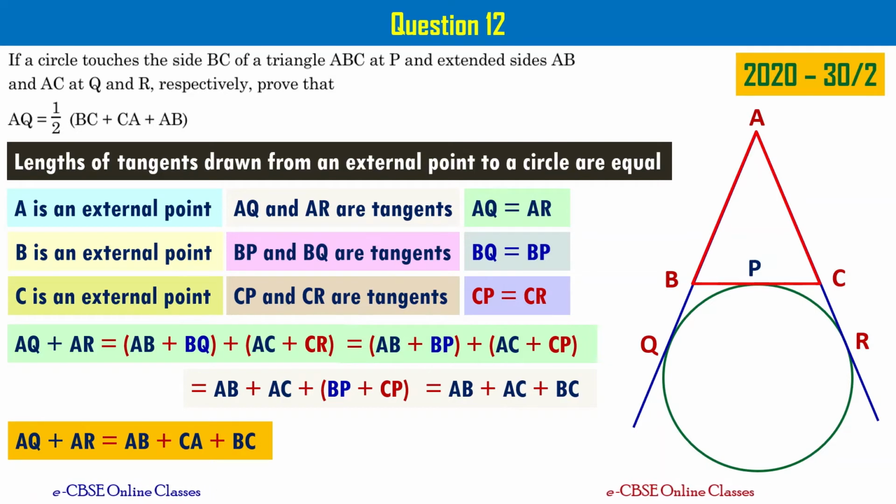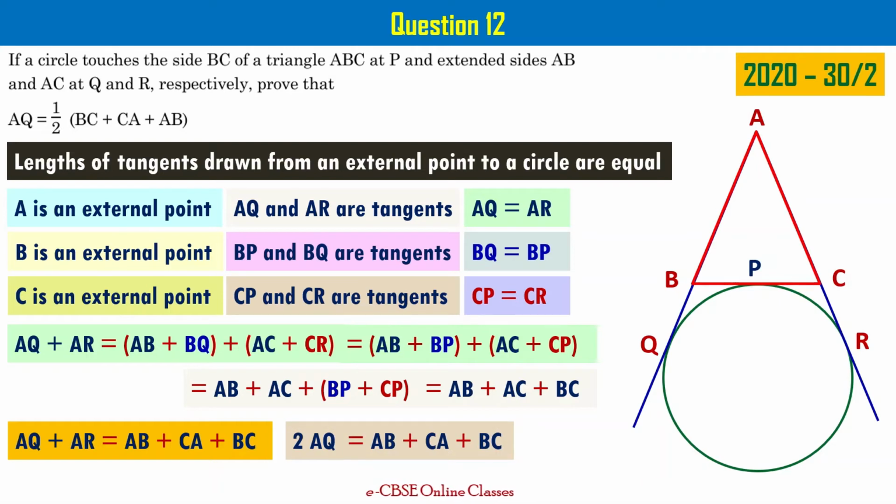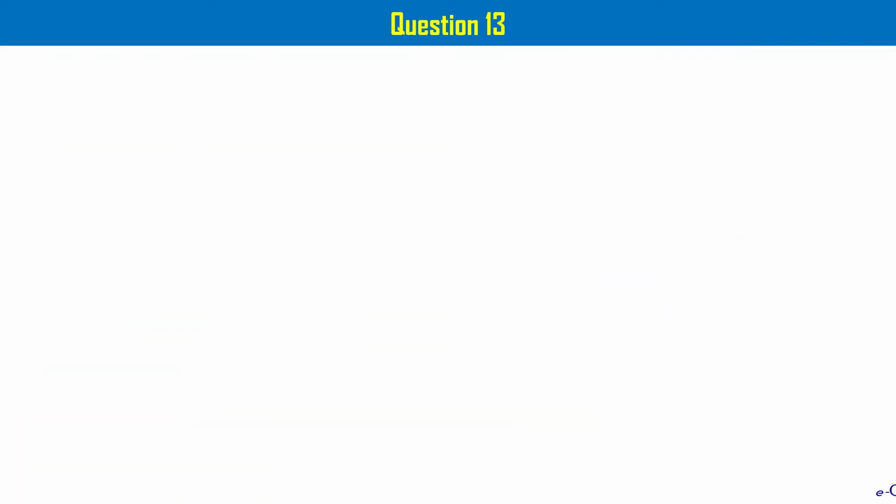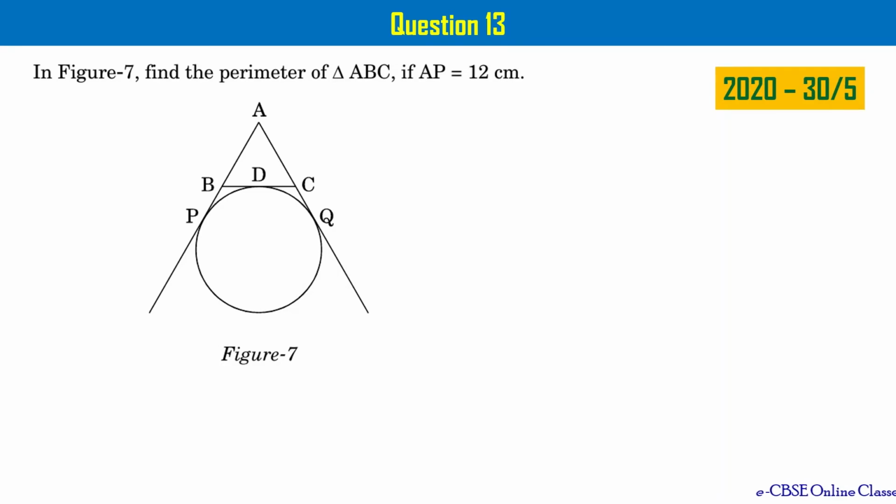And we have seen that AQ equal to AR. It means that 2 times AQ is equal to AB plus CA plus BC, right? This can be rearranged and written as AQ equal to half of AB plus CA plus BC, right? This is what we are asked to prove. Let's go to the next question, that is question number 13. In figure 7, find the perimeter of triangle ABC if AP equal to 12 centimeters. This is exactly similar to what we have done just now.